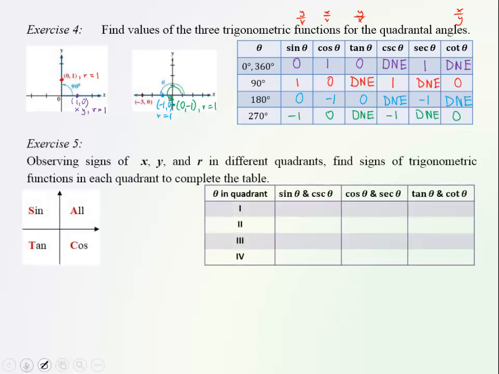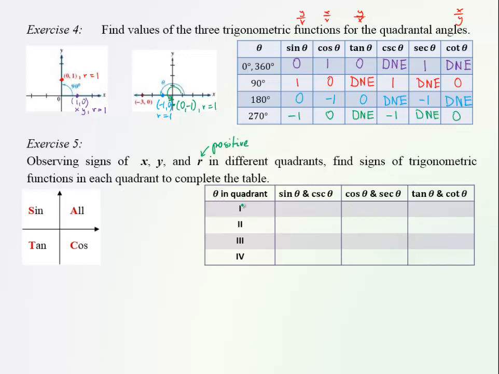The next exercise asks us to observe signs of x, y, and r. R is always positive, but the sign of x and y depends on which quadrant our point is in. Okay, so we observe those signs to find signs of trigonometric functions in each quadrant. And here we have a table.